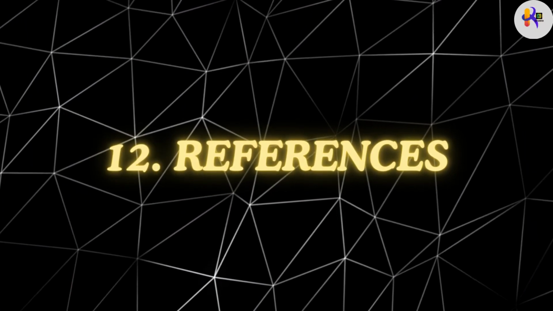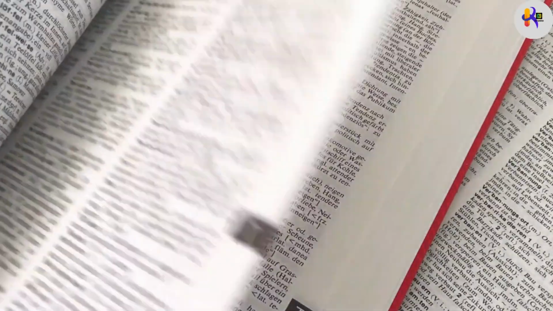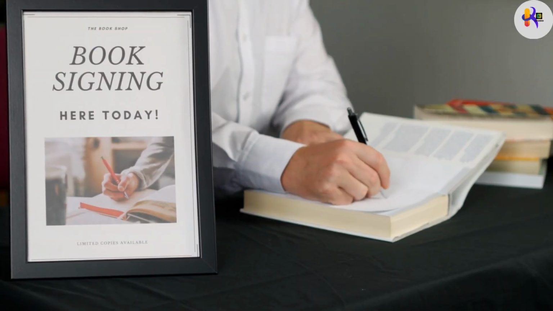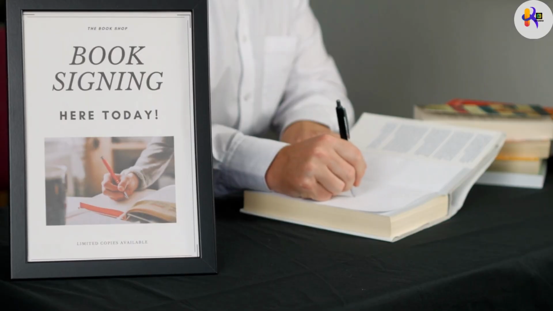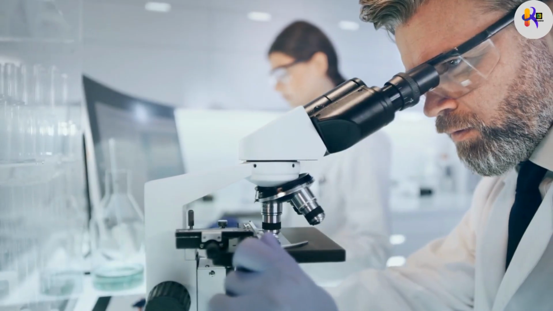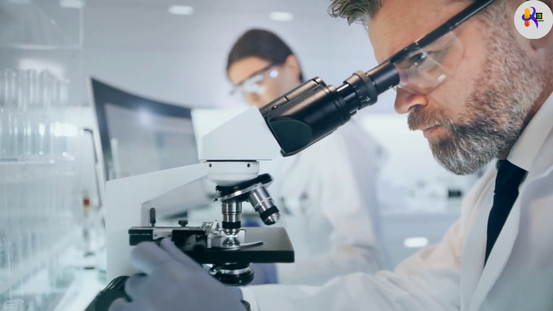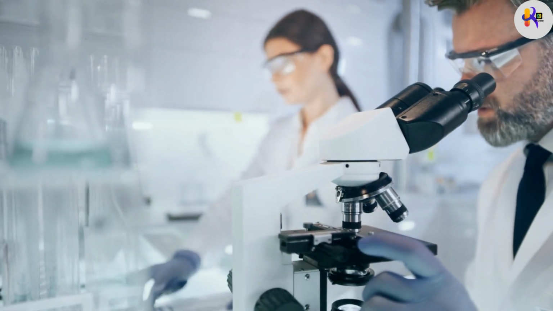Important last point, 12. References. Finally, include your references. These are all the research papers, books, articles, or websites you used while working on your project. Use a consistent citation style like IEEE, APA, or MLA. Make sure you cite recent and reliable sources, usually from the last 3 years, as I mentioned in literature review. Having proper references not only shows academic honesty, but also strengthens the credibility of your work.